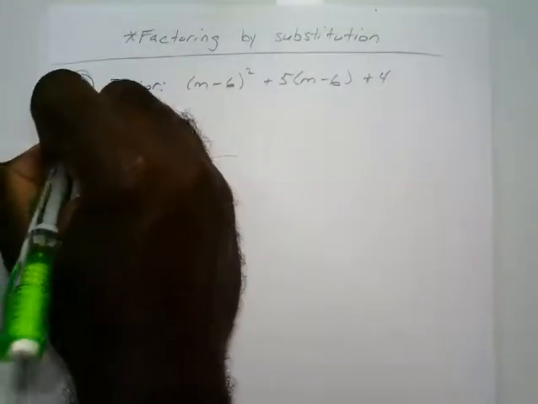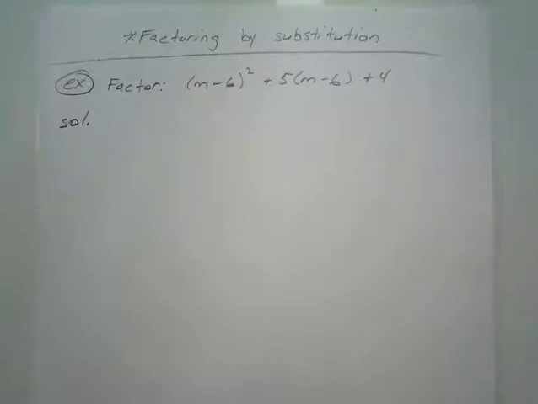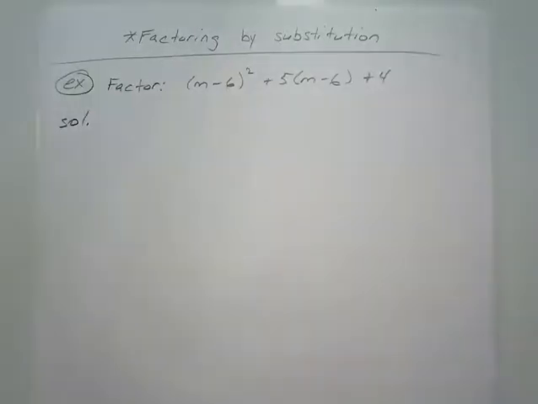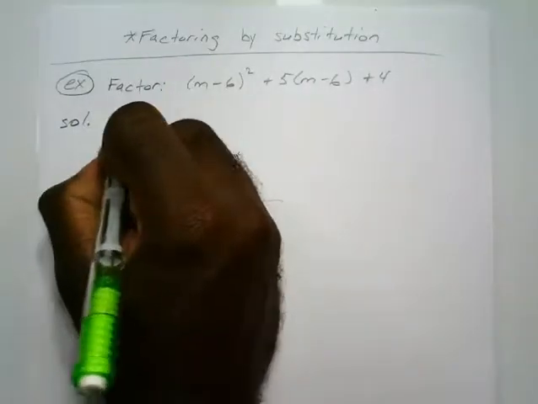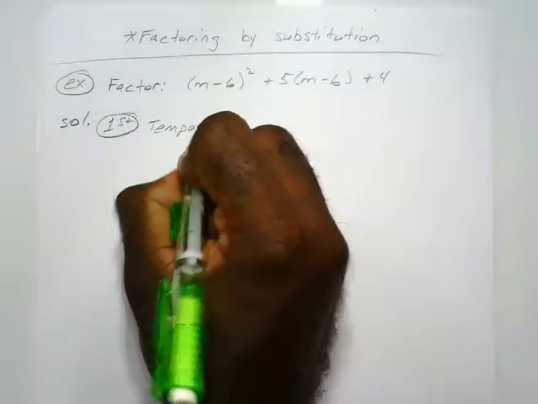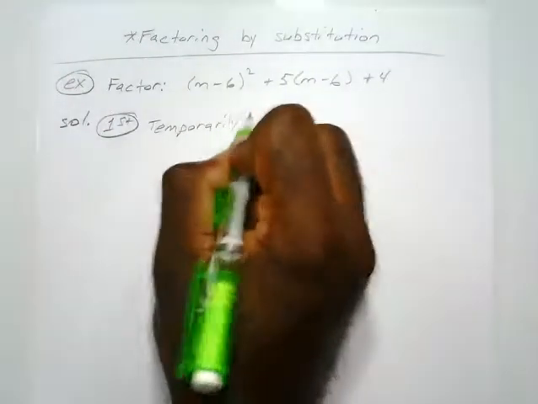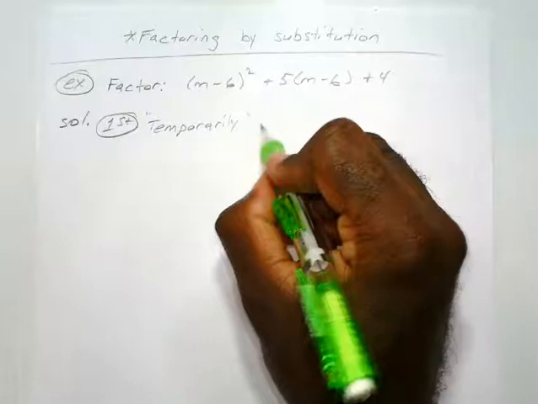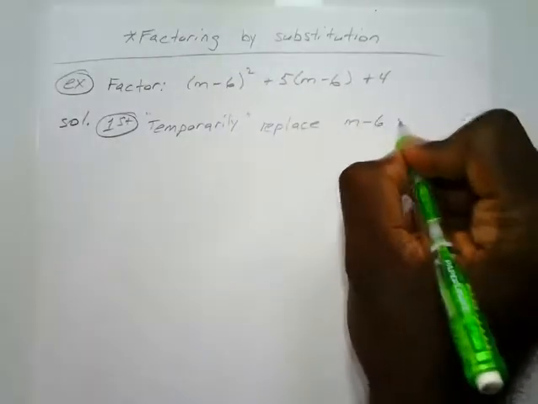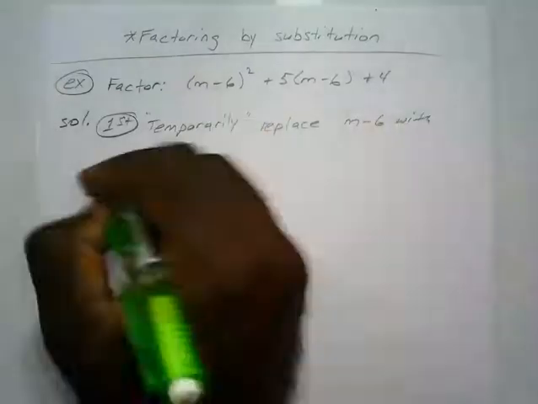Now here are the steps to solve this one. Your first step is you want to temporarily replace m minus 6 with any variable. You can use x, you can use y, it doesn't matter at all, whichever one you're comfortable with. So temporarily replace m minus 6 with a variable.